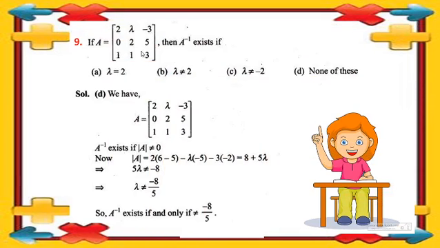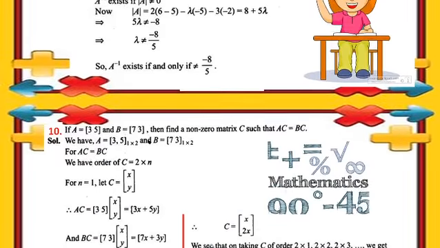Ninth question, if A is this matrix, then A inverse exists if lambda is what? So we know that A inverse exists if determinant A is not equal to 0. So let's calculate determinant A. 8 plus 5 lambda is not equal to 0. So 5 lambda is not equal to minus 8, and lambda is not equal to minus 8 by 5. So A inverse exists if and only if lambda is not equal to minus 8 by 5.